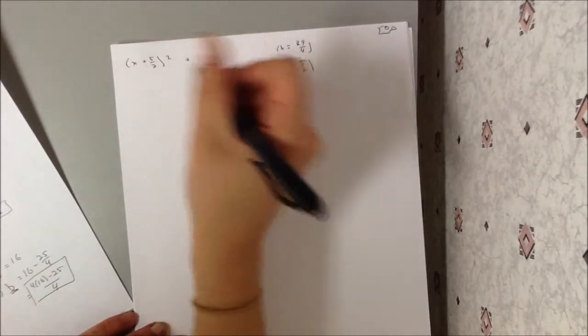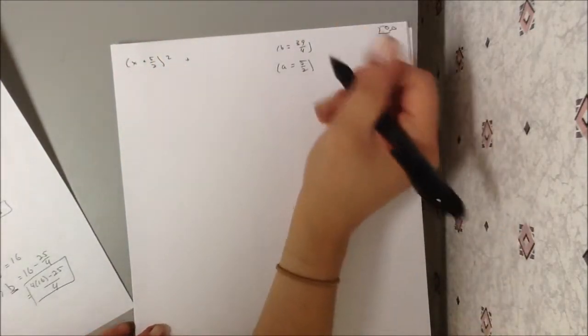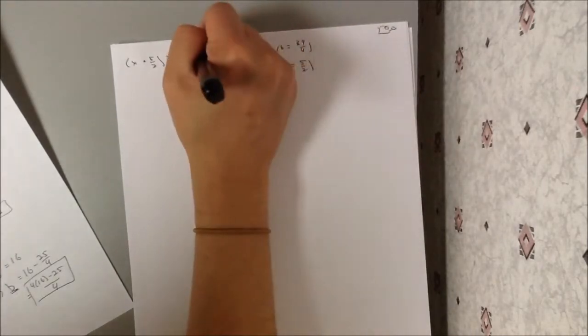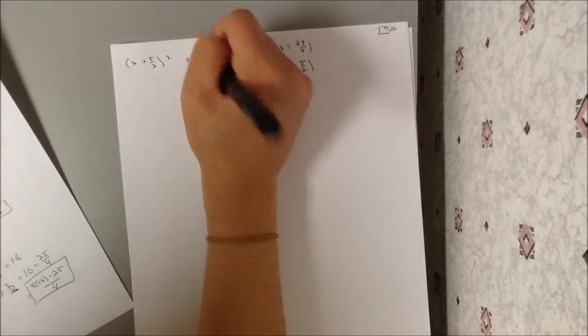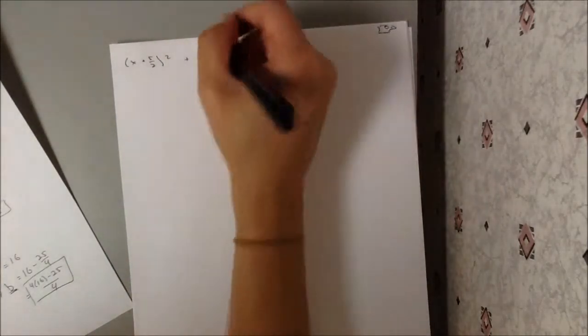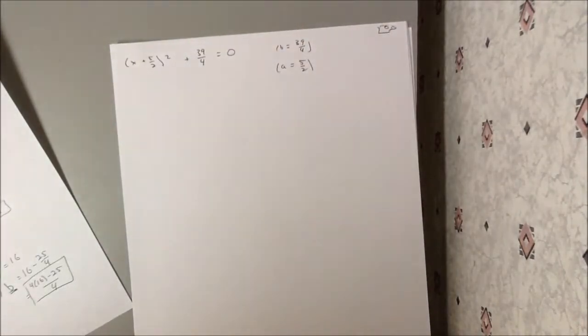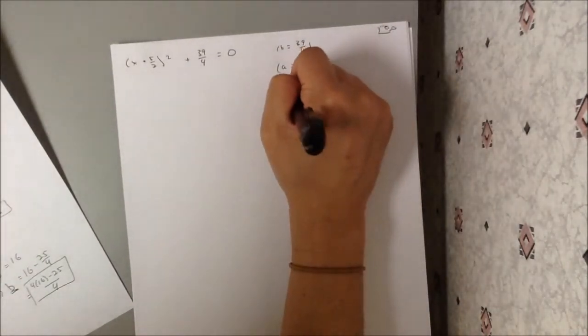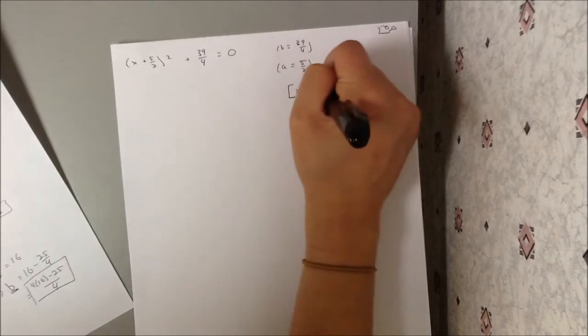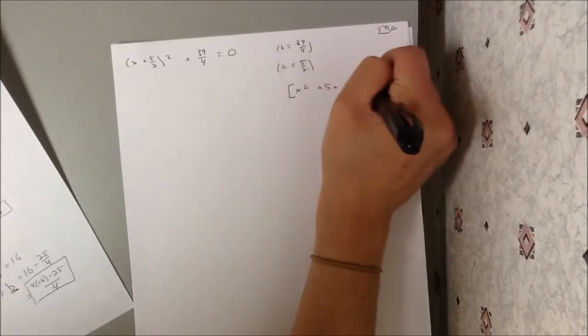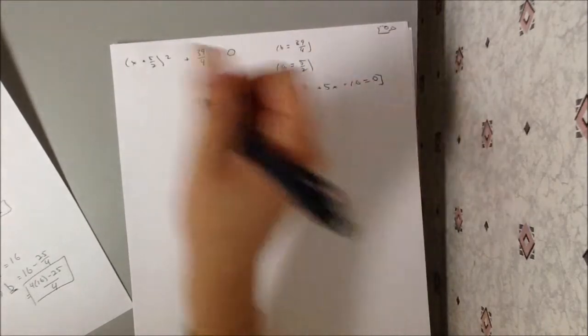So this is our A squared, right? Plus our B, which is going to be 39 fourths. 39 fourths is just 4 times 16 minus 25 over 4, equals 0, okay? Now remember our original equation that we're trying to solve is this one, x squared plus 5x plus 16 equals 0. So let's just check and make sure they're equal.